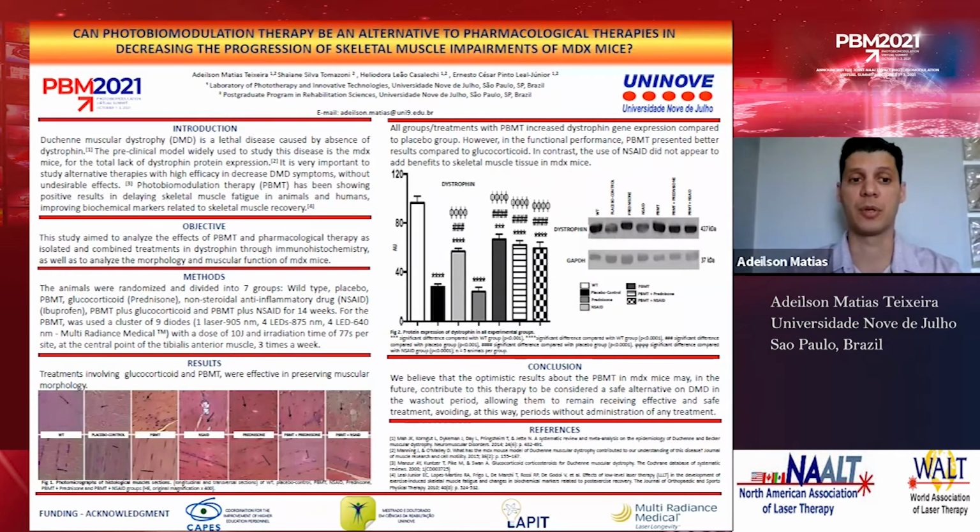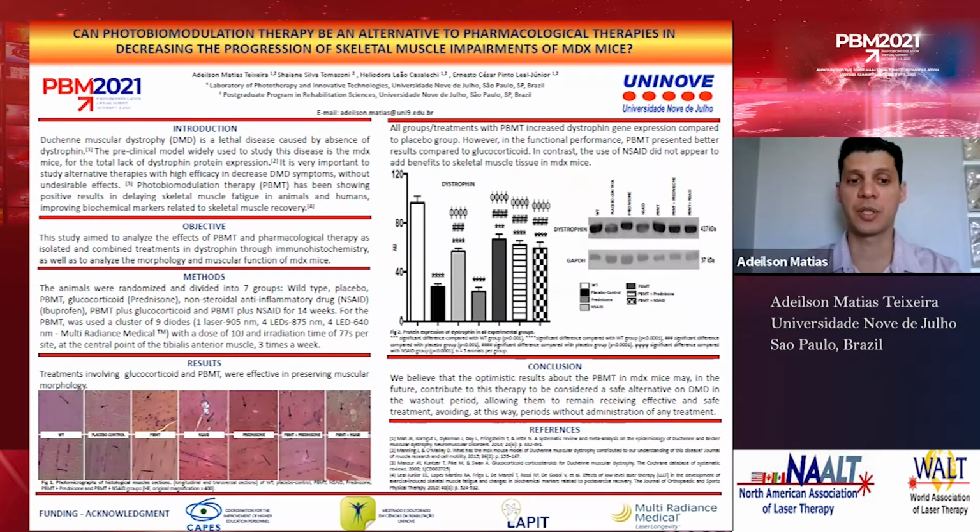The animals were randomized and divided into 7 groups: wild type, placebo, photobiomodulation, glucocorticoids, non-steroidal anti-inflammatory drugs, photobiomodulation plus glucocorticoids, and photobiomodulation plus non-steroidal anti-inflammatory drugs, for 40 weeks. For the photobiomodulation, a cluster with 9 diodes was used, with a dose of 10 joules and radiation time of 77 seconds per site at the central point of the tibialis anterior muscle, 3 times a week.